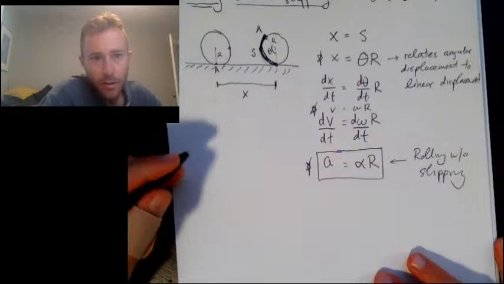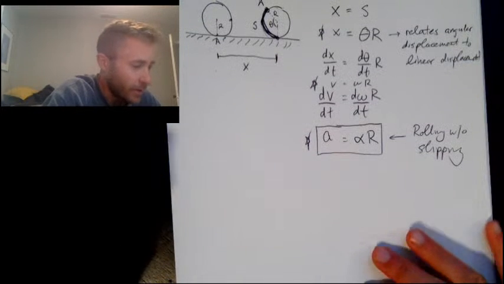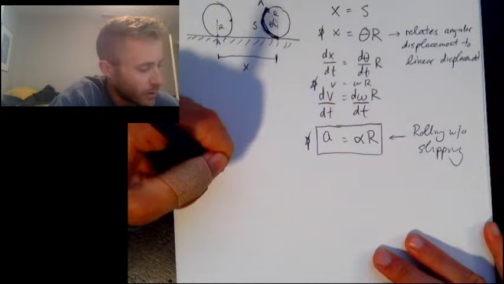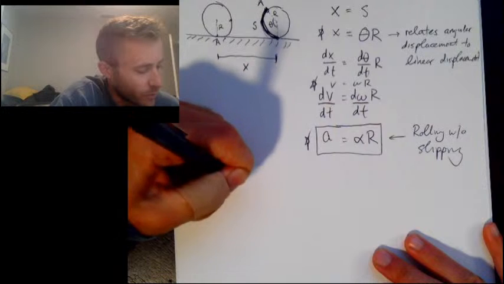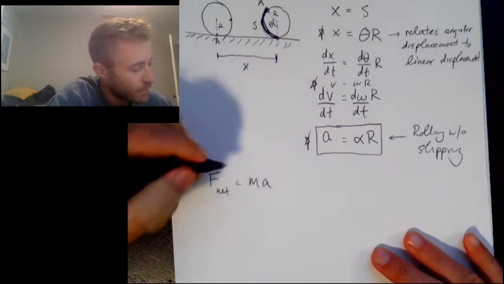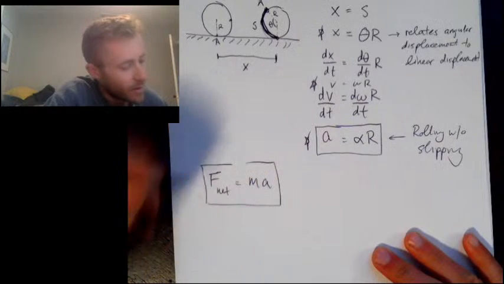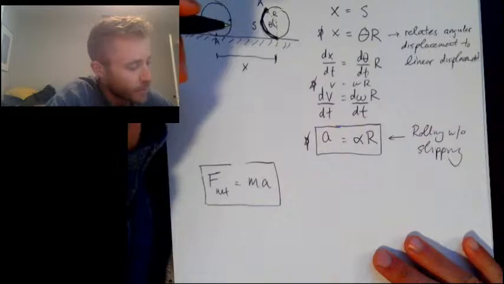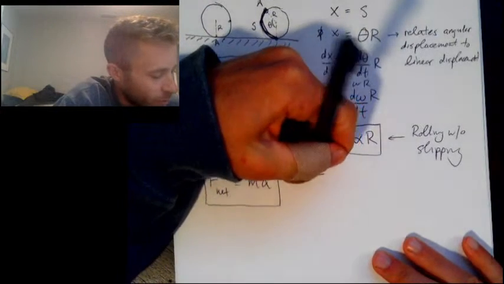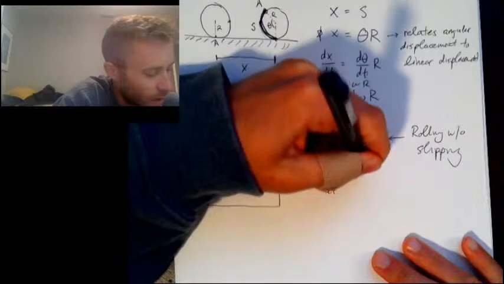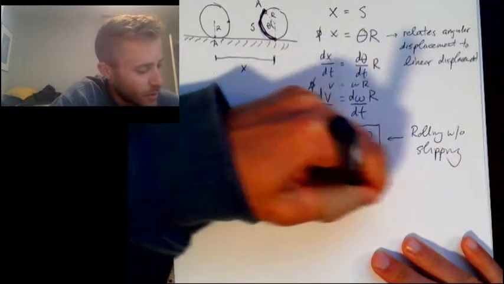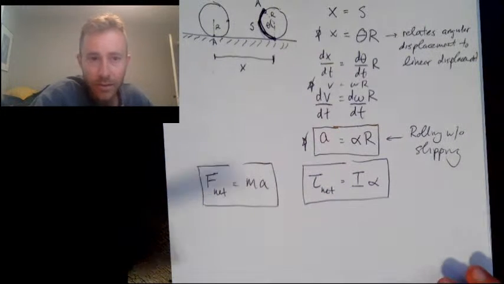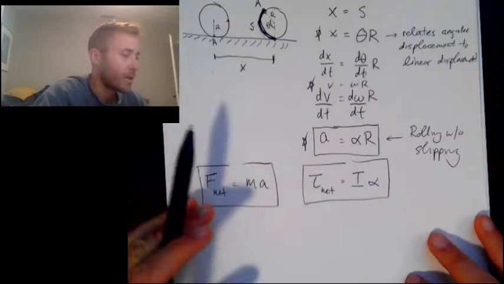Then we also have our equation for translational motion, which is net force equals ma. And then we also have our equation for rotational dynamics, which is net torque equals I alpha. So these are going to be the three equations that we're dealing with today. So we're going to have a system of three equations.